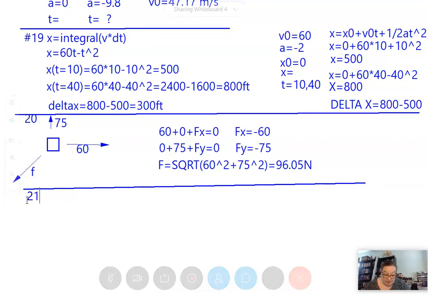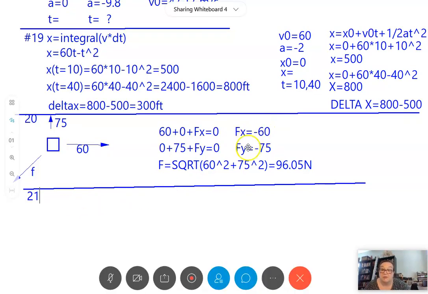An object is being acted upon by three forces and moves with a constant velocity. Oh, look, it's the same exact question, but this time it's just asking what is the direction of the third force. So this time we're just trying to find the angle. Again, we know the x and y components because we found them up here in question number 20. So to find the direction, we want to find theta.